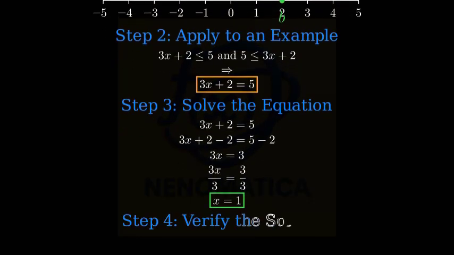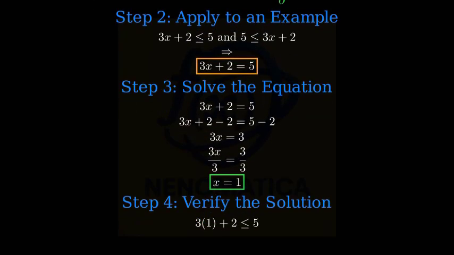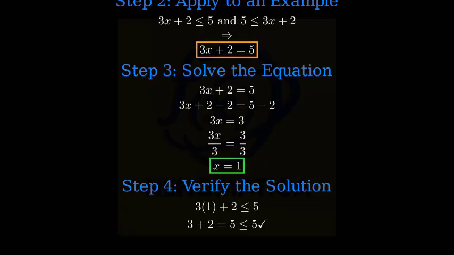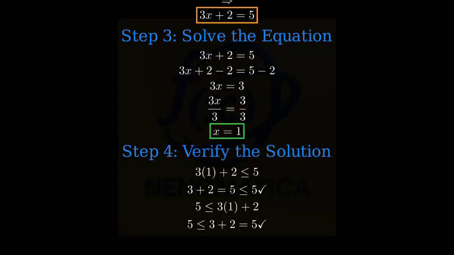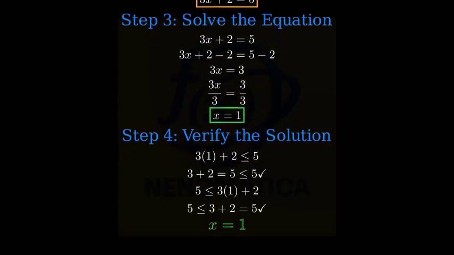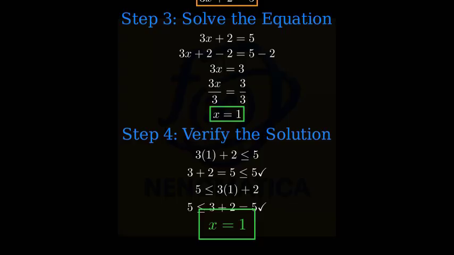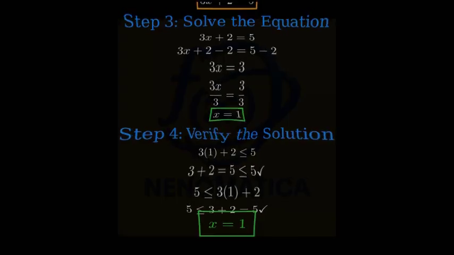Let's verify our solution by substituting x equals 1 back into the original inequalities. For the first inequality, 3 times 1 plus 2 is less than or equal to 5. 3 plus 2 equals 5, which is indeed less than or equal to 5. For the second inequality, 5 is less than or equal to 3 times 1 plus 2. 5 is less than or equal to 5, which is true. Since both inequalities are satisfied, our solution x equals 1 is correct.